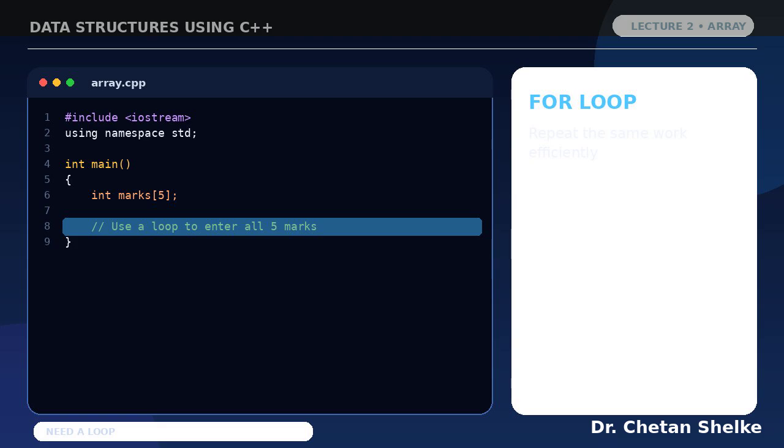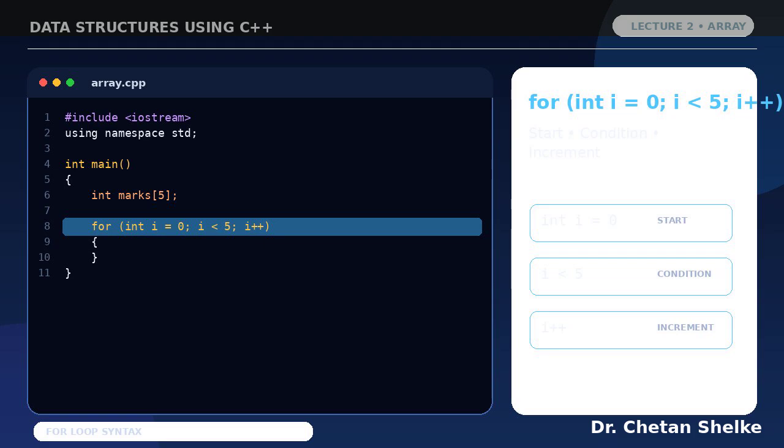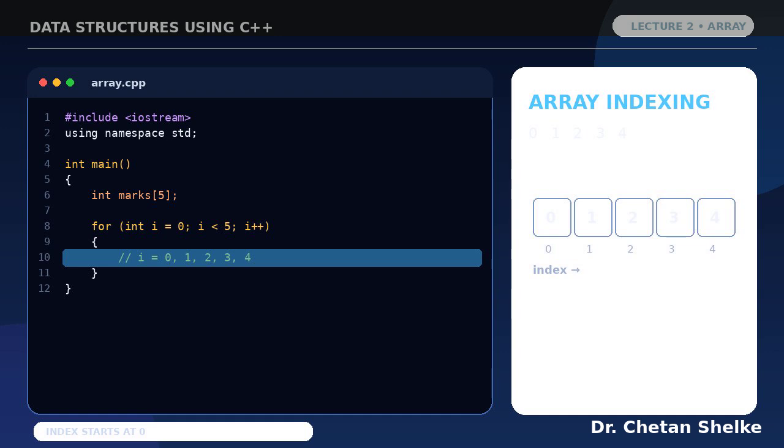Now I want to print those values. So I want the user to enter 5 marks. I can use a loop, which is called a for loop. Now how can I write it? for, and we have to declare int i = 0; i < 5; i++ and then an opening brace.